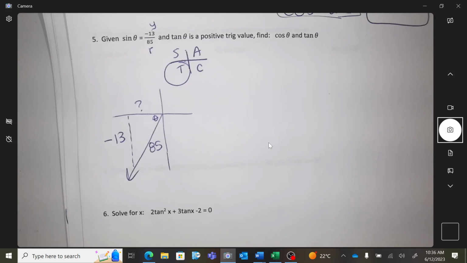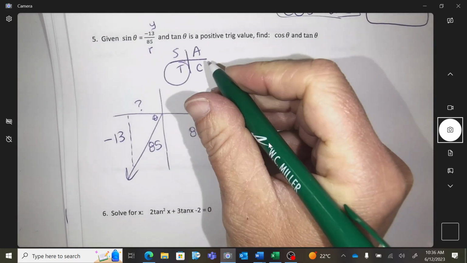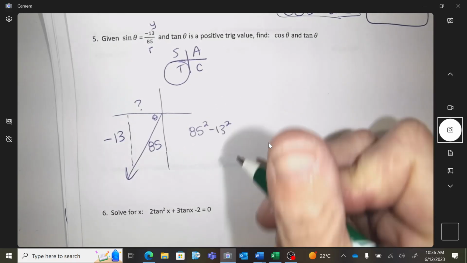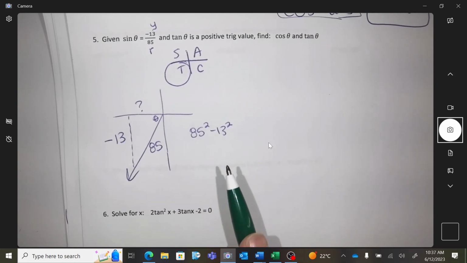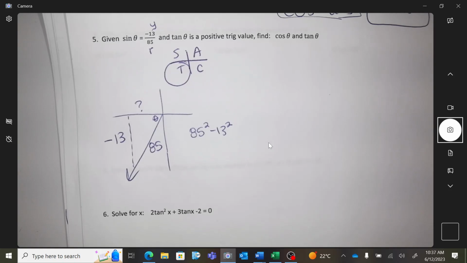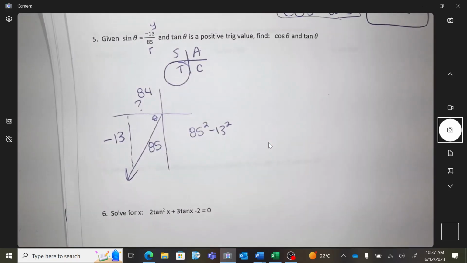An old strategy from the past that we can only use in right triangles: a squared plus b squared equals c squared, but this one is going to be subtracting, right? We're trying to get the Pythagorean theorem with a shorter side. Do you remember me saying this? Don't do math with negatives. Negatives are locations. Negatives don't go in your math. So just do 85 squared, subtract 13 squared. And I got 84.